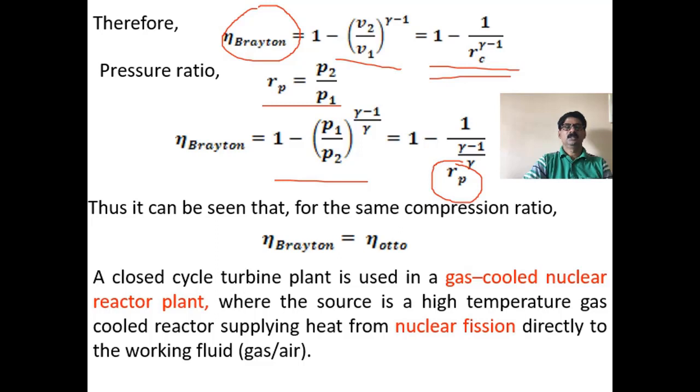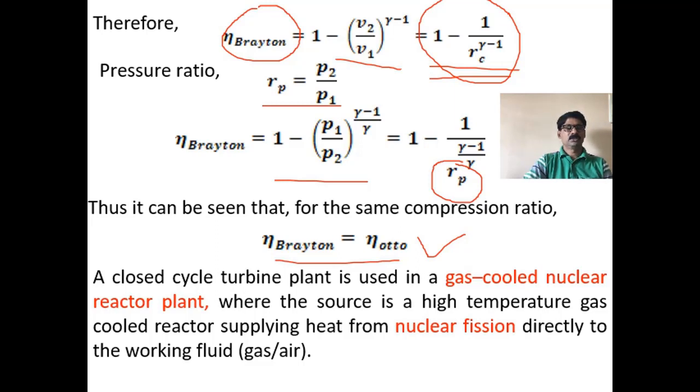Now you know that this is also the expression for the efficiency of the Otto cycle, which you will study in the first module, where you study various air standard cycles like the Otto cycle, diesel cycle, and dual cycle. There I will show that the efficiency of the Otto cycle is also equal to 1 minus 1 by Rc to the power gamma minus 1. Okay.